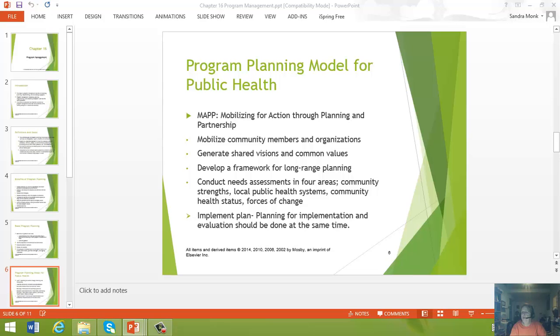And then implement the plan. You're planning for implementation, and evaluation should be done at the same time. And I've just already said that, but that's an important concept.